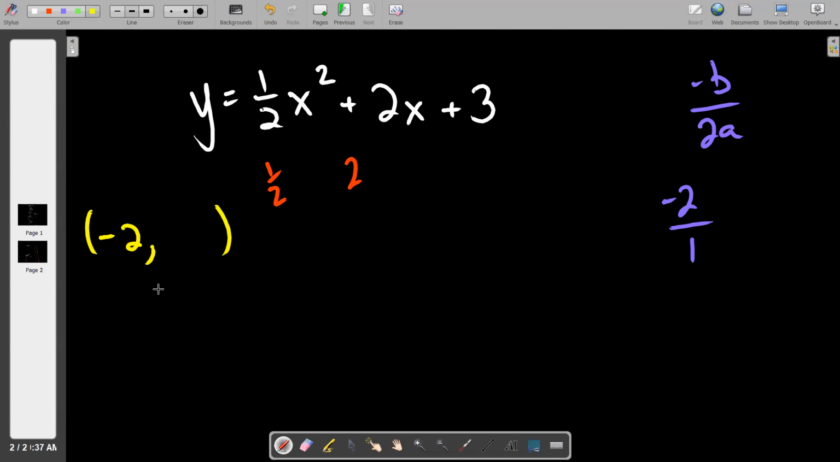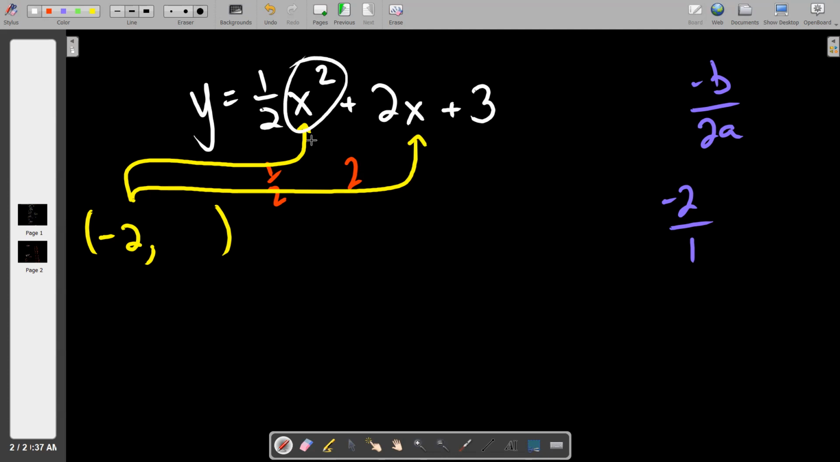What do we need? Plug it in. We need the y. So we're going to take -2 and we're going to put it right there. And we're also going to put it right there. And we're just going to hope and pray that things don't go south. So what is -2 squared? What is 1/2 of 4? So we have 2. That's the first part.